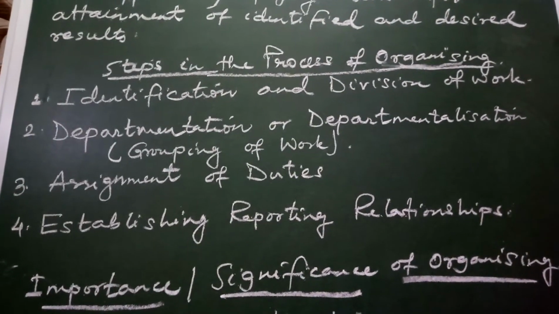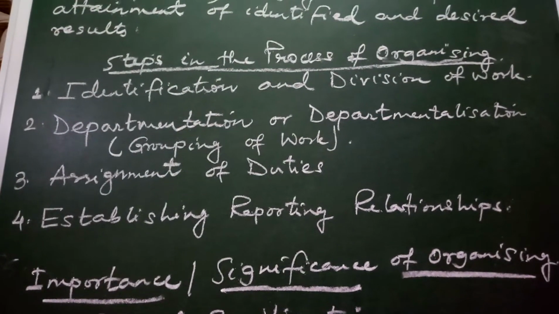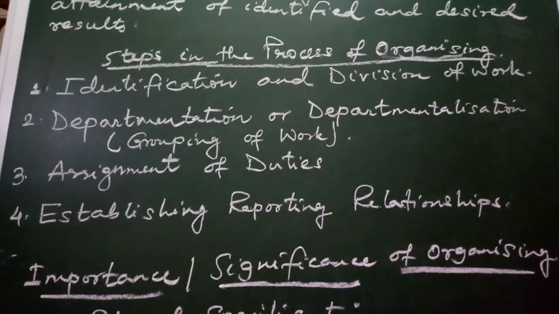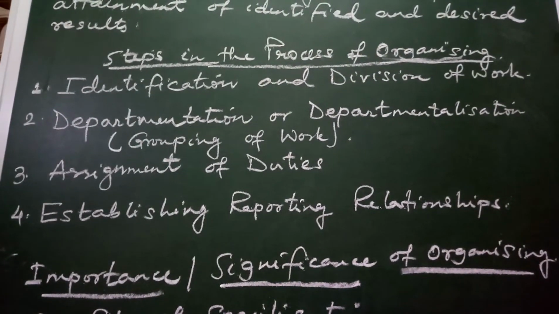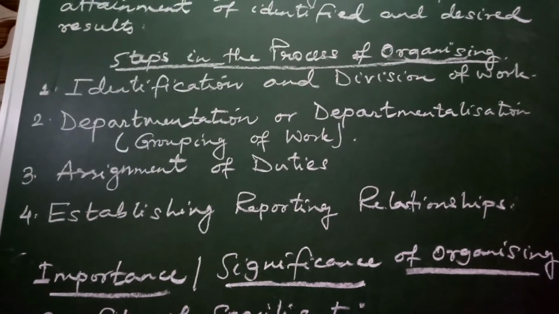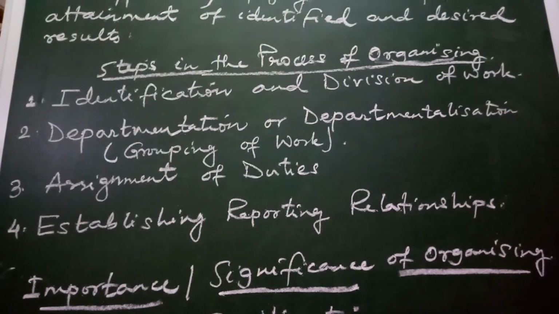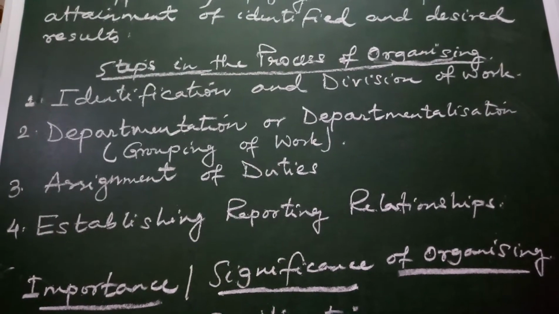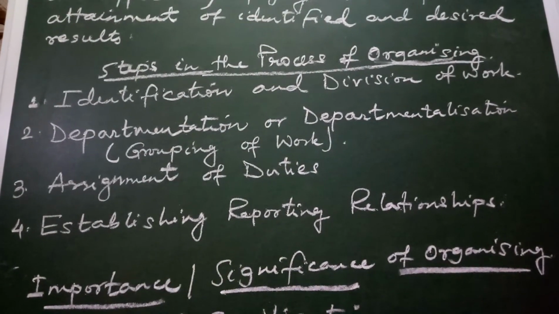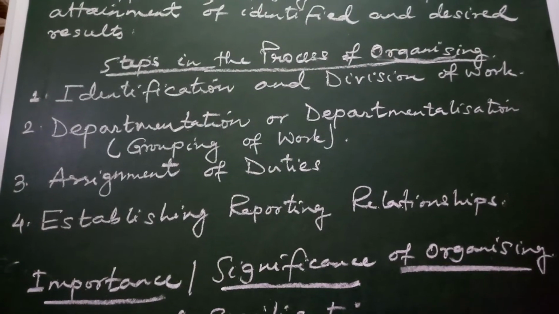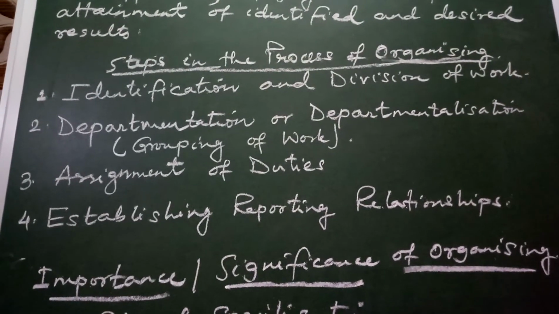The fourth step in the process of organizing is establishing reporting relationship. Establishing reporting relationship comes after assignment of duties. Each worker should know who he has to take orders from and to whom he is accountable. Each worker working in an organization must have the knowledge of whom he is going to take the work from and to whom he is going to report. This is called reporting relationship. It means there is a need to create a superior subordinate relationship. The subordinate takes work from the superior. At the same time, the subordinate also reports his activities to the superior. So superior subordinate relationship must be created.